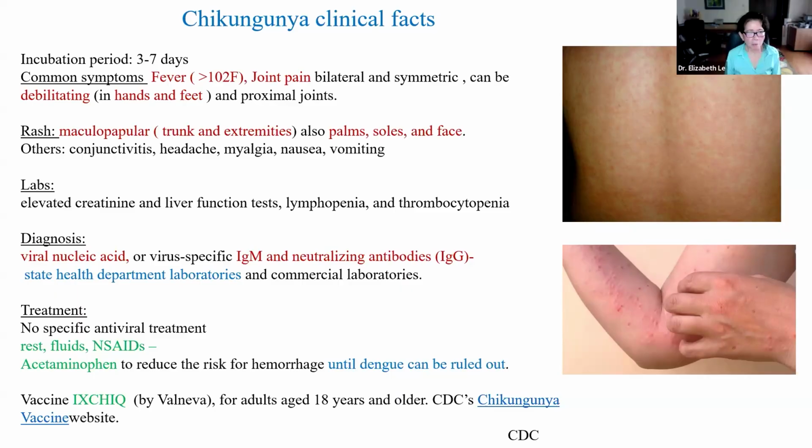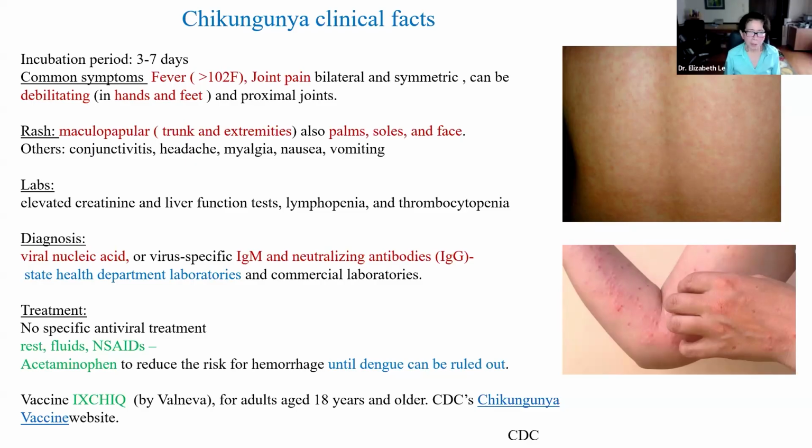And the rash is maculopapular on the trunk and extremities, palms, soles, and face, like the back of this person. Maculopapular, red, itchy, and it can be on the extremities. Other symptoms are conjunctivitis, headache, and myalgia.